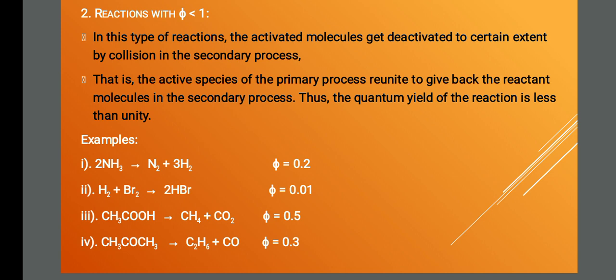So in the first reaction, why did unity come? A quantum of light is absorbed and a molecule reacts, and it does not undergo the secondary process at all. Is it okay? So phi value is equal to 1. Here, the molecule does undergo the secondary process, but what must happen? The activated molecules get deactivated. It's only because of the secondary process, because of collision. When one molecule collides with another, it deactivates and gives back the reactant. So phi value will be less than 1.